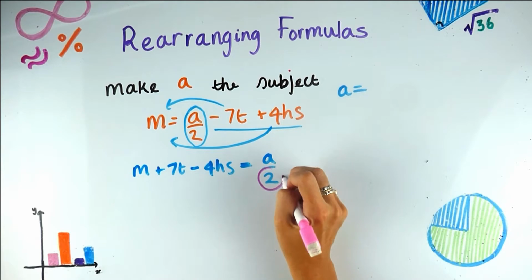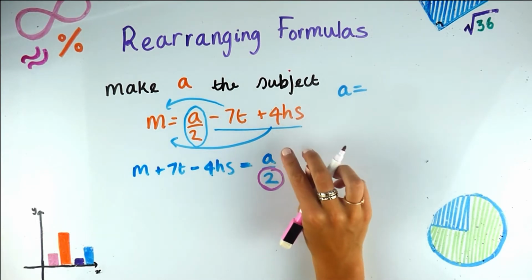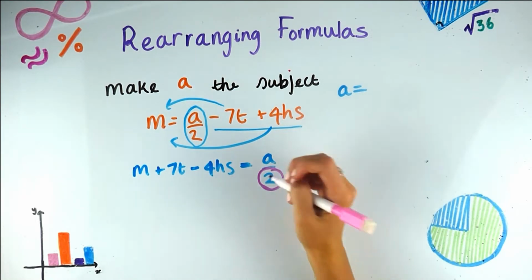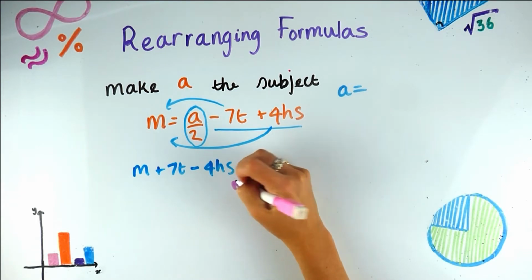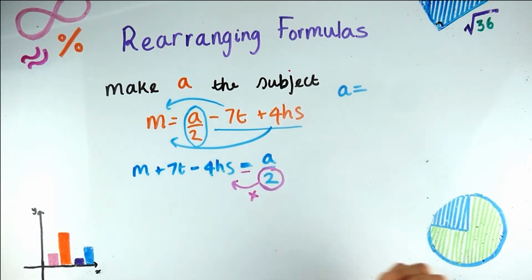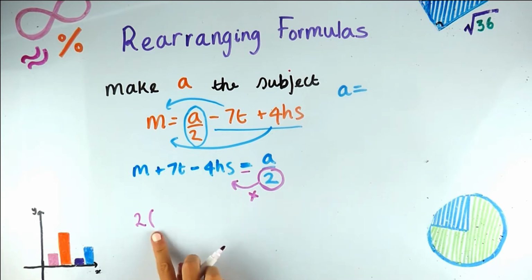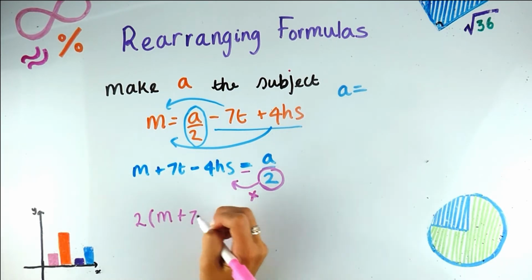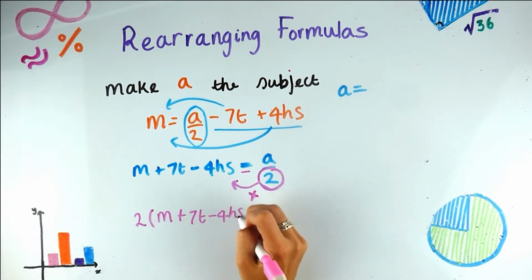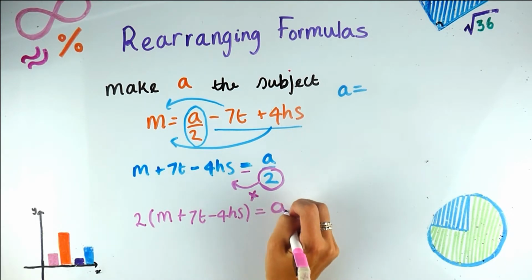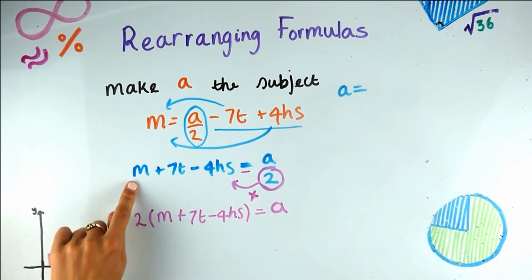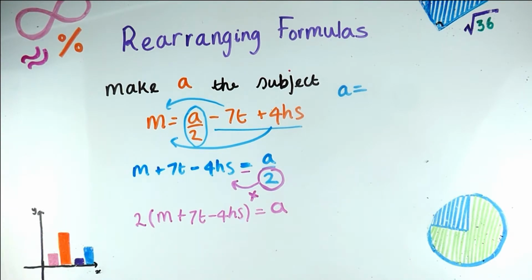We want to get rid of this 2. As you can see on this side, we've got a divided by 2. So when we go over the equal sign, instead of divide, you want to multiply, inverse operation. So you have to multiply the whole thing, the same way as when we were dividing the whole thing. It's 2 multiplied by, in brackets, the whole thing. So really important, please don't just multiply m. You want to do all of them.